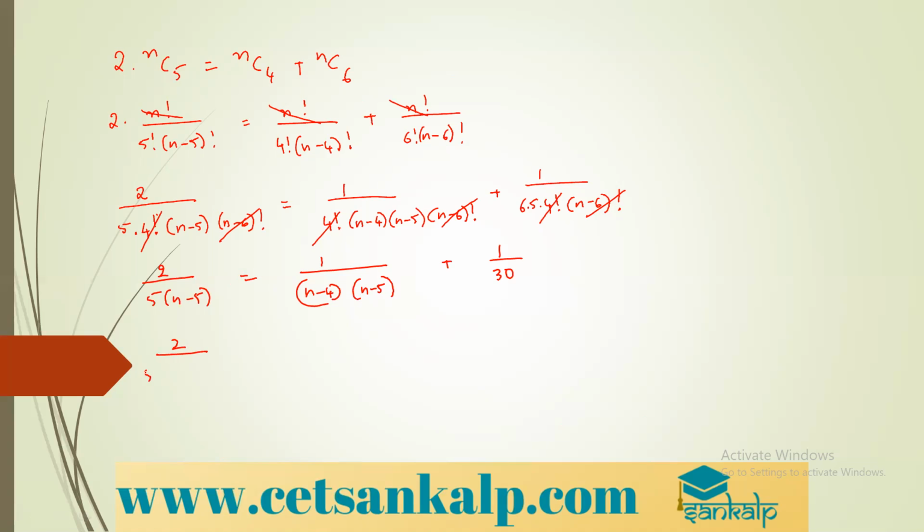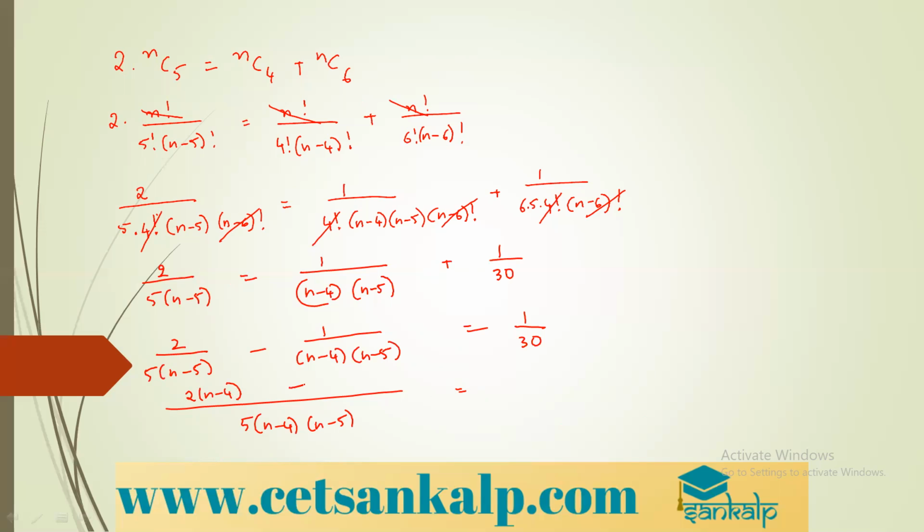So I'll take 2 by 5 into n minus 5 minus 1 by n minus 4 into n minus 5 equal to 1 by 30. I will take denominator 5 into n minus 4 into n minus 5. Numerator will be 2 into n minus 4, and here minus 5, equal to 1 by 30. I can take 5, 6. So 12 into n minus 4 minus 30 equal to n minus 4 into n minus 5.